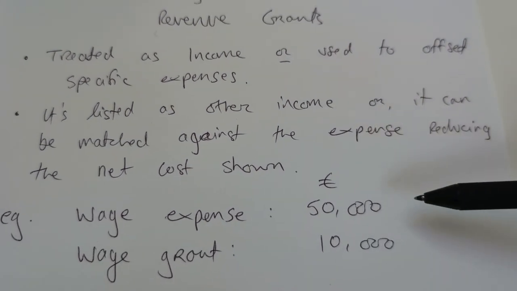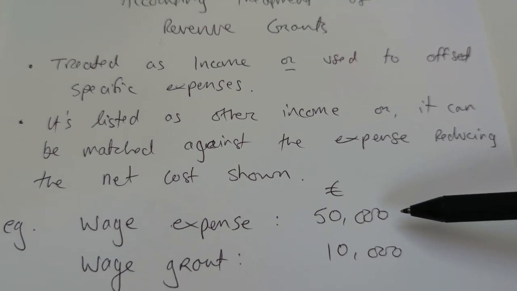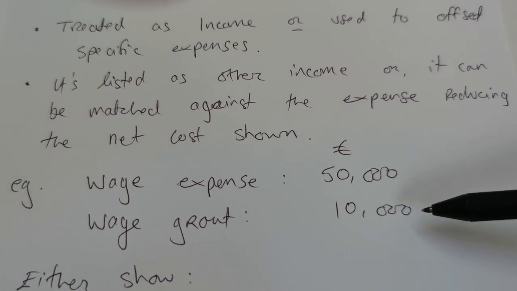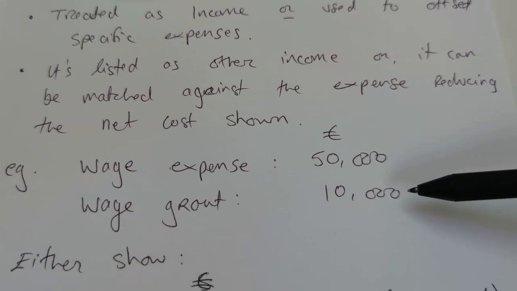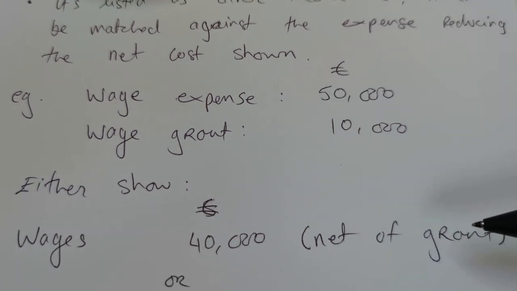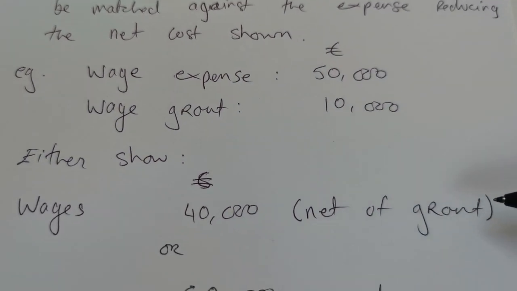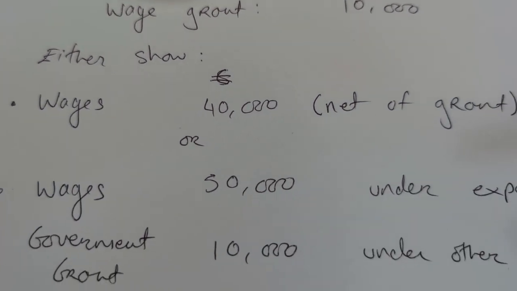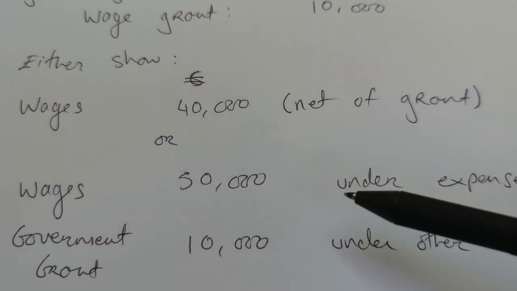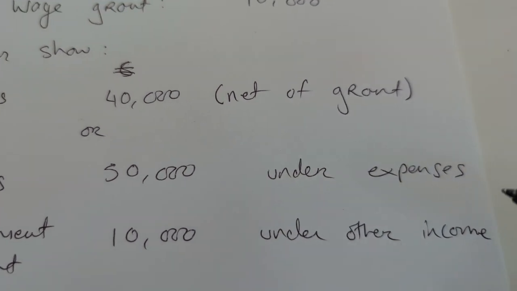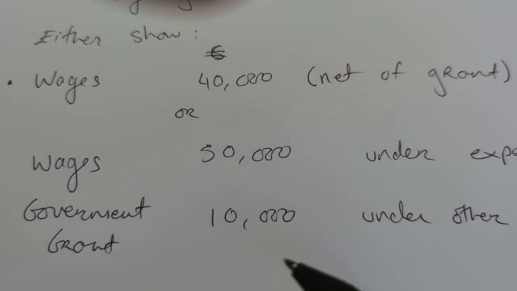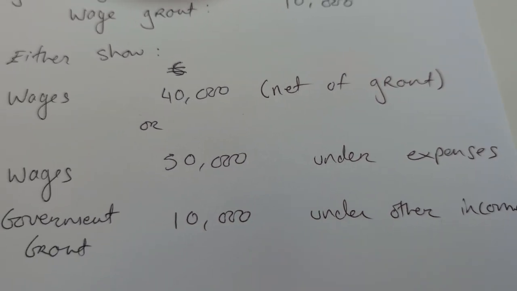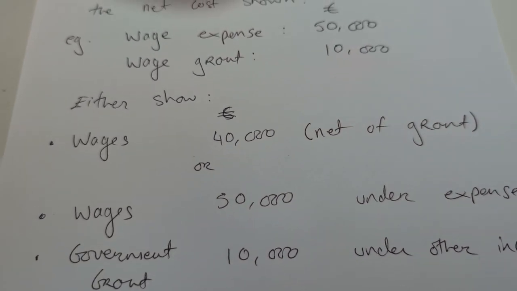There's an example. You have an expense for wages for the year of 50,000. You get a wage grant, like a COVID support or something like that, or for some training, that's 10,000. You can either show wages of 40,000, that's the expense, which is net of the grant. Probably you'd have a note that would cover that, but probably a bit better is you show the wages expense of 50 under expenses, and then you show the government grant of 10,000 under other income. And that's the treatment of the government grants on the income statement side of things.